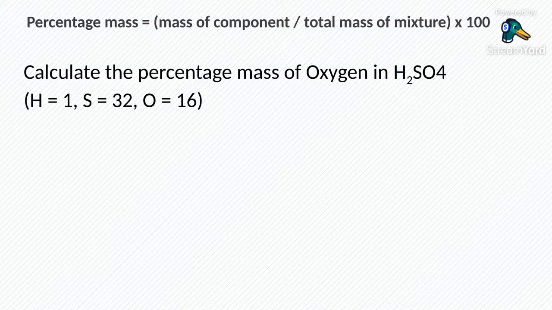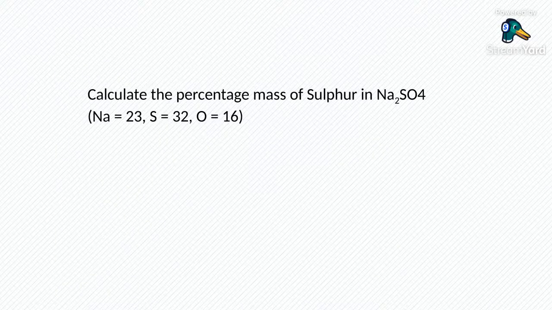Okay, so let's now look at another example. They said, calculate the percentage mass of sulfur in Na2SO4, given that sodium is 23, sulfur is 32, and oxygen is 16. Ladies and gentlemen, they say calculate the percentage mass of sulfur. That means in this compound, we are only concerned about sulfur. Now, what's the first thing we'll do? Of course, the first thing is to look for the molar mass of Na2SO4. So let's look for it.